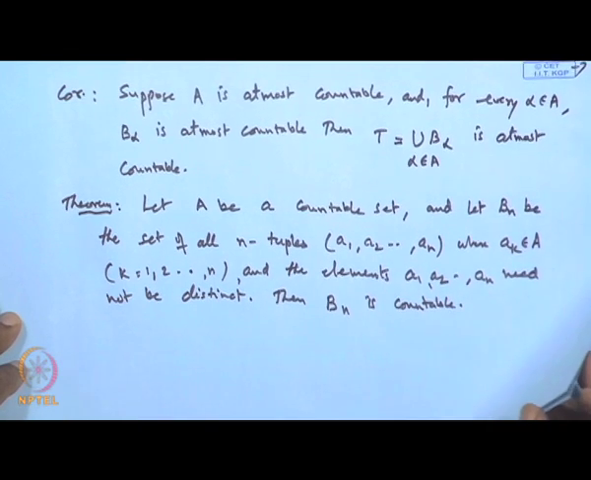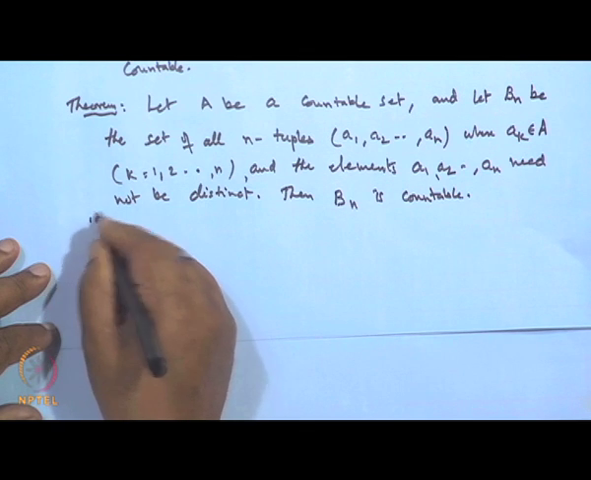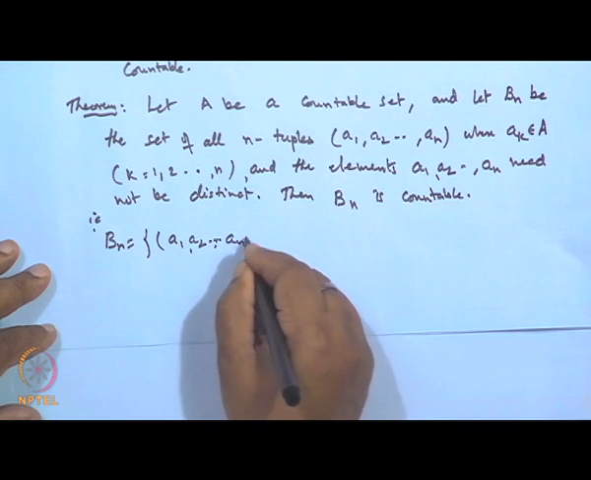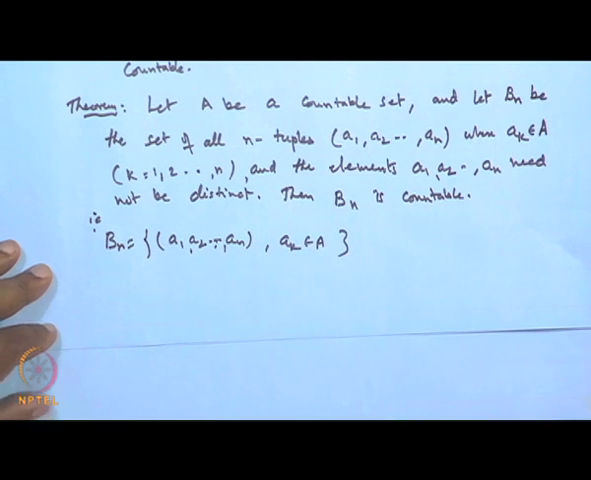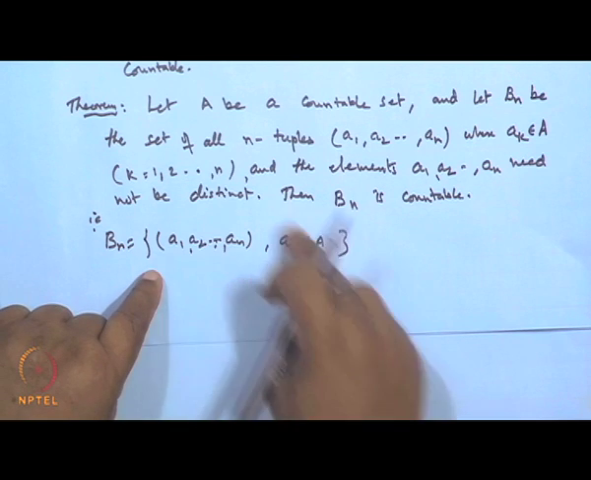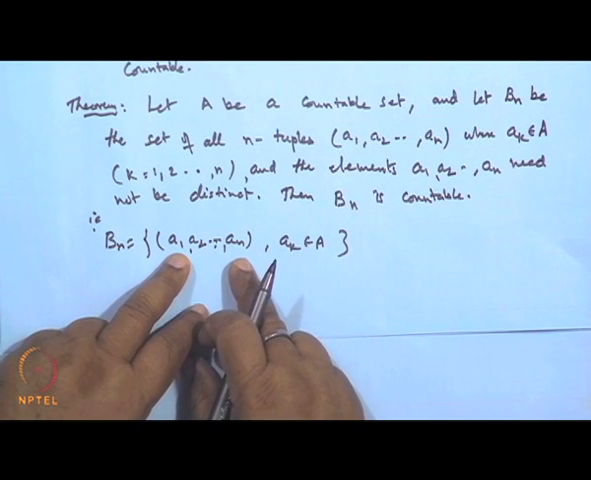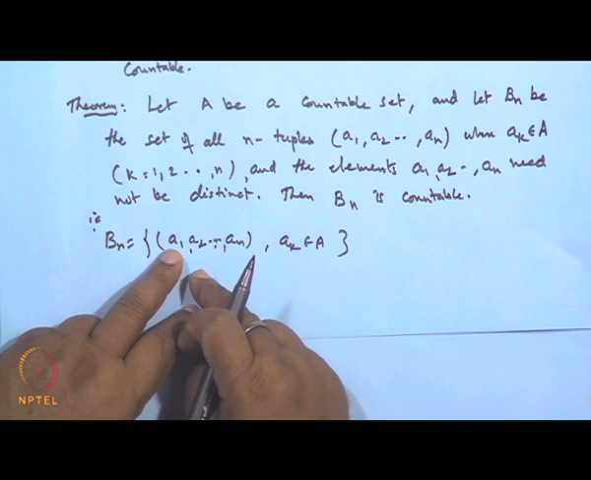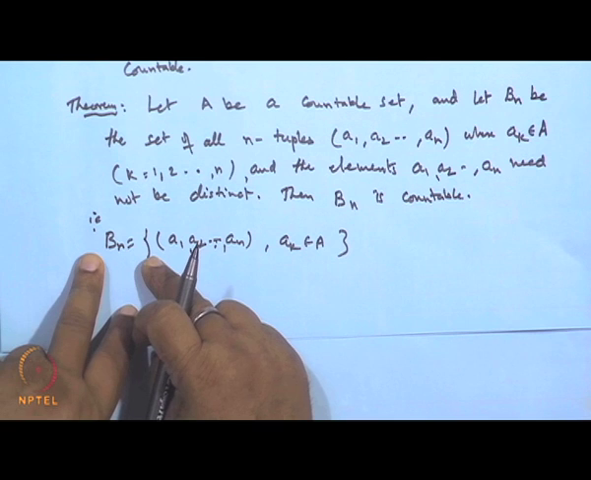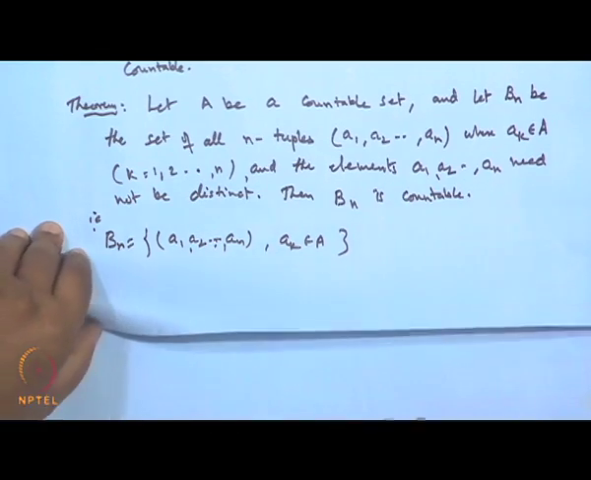So, what this theorem says is that if we construct the set B n, that is, B n is the set of all n tuples (A1, A2, ..., An) where A k's are in A, and these coordinates of the n tuples belong to a countable set, then this collection of all n tuples will also be a countable set. That is what it says. So, in particular, when you take n equal to 2, the set of all ordered pairs where A1, A2 belong to a countable set becomes countable, and this leads to the proof for the rational numbers to be countable. So, let us see the proof of this first.